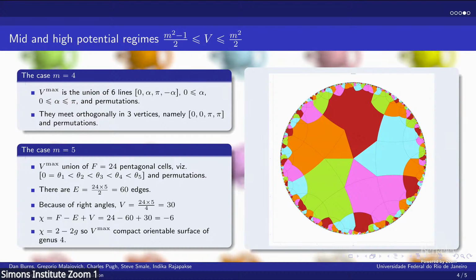What you see here is how the other pieces glue. For instance, the purple one glues here and the green, and also here, here, here, and so on. So this is a global picture of Vmax.